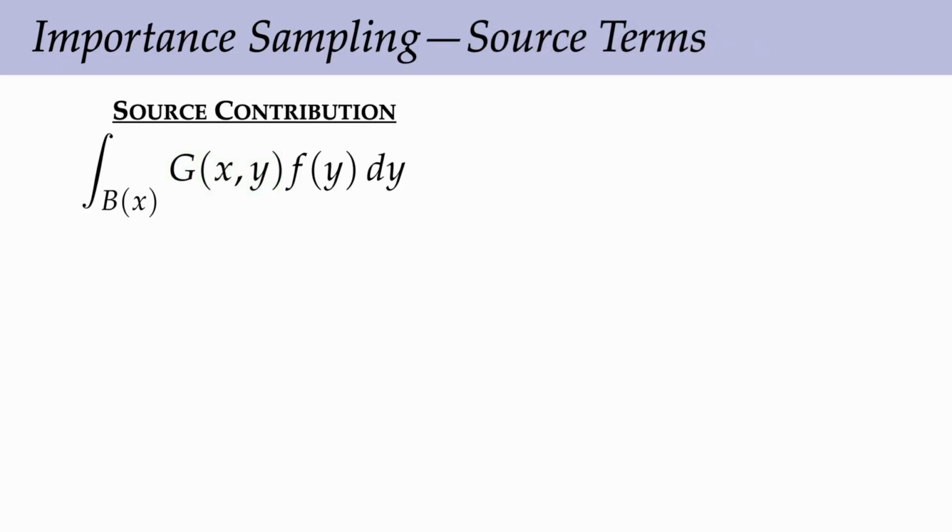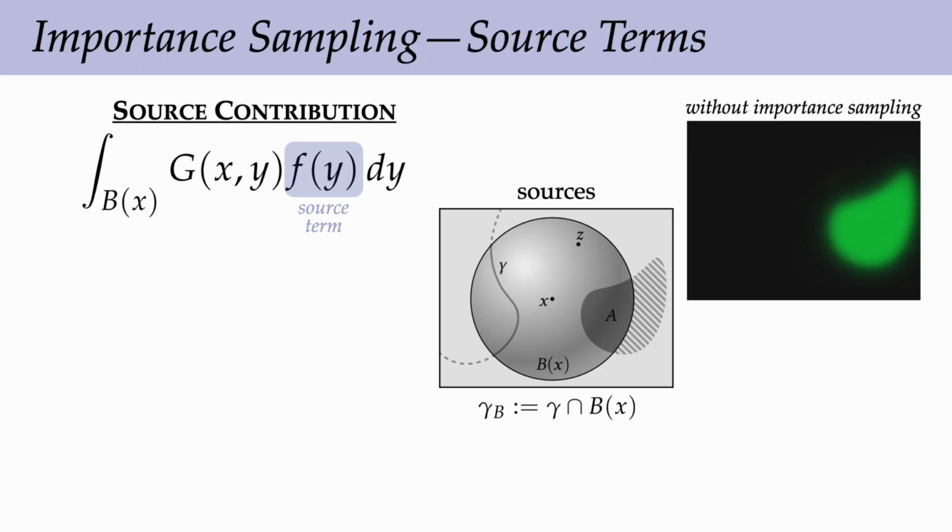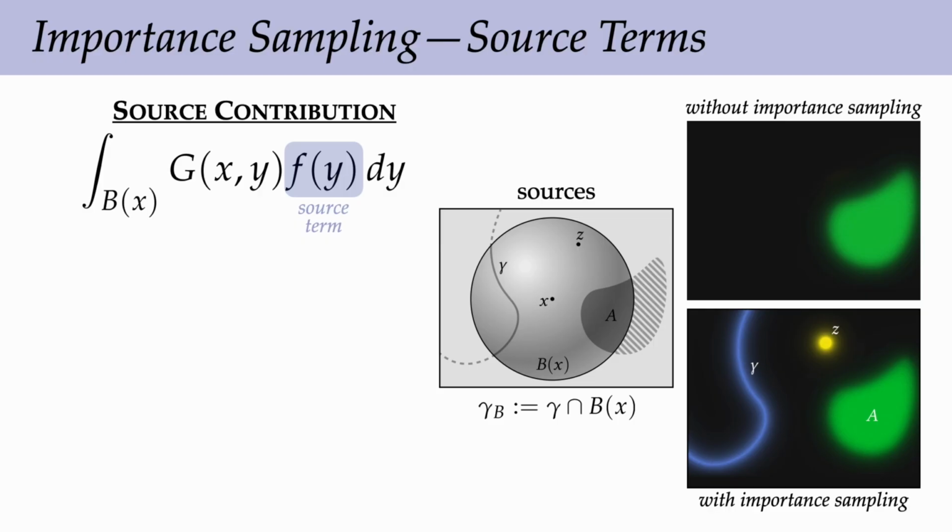Alternatively, we can importance sample the source term in this integral. So suppose that inside my ball, I have a point source z, like a little pinprick of heat. I have a source concentrated onto a curve gamma, kind of like a hot wire, and a source supported on some two-dimensional region or n-dimensional region. If I don't do any importance sampling, then I'll get something like this. I'll miss these point and curve sources because they get sampled with probability 0. But if I use a proper importance sampling strategy, then these will show up as we might expect.